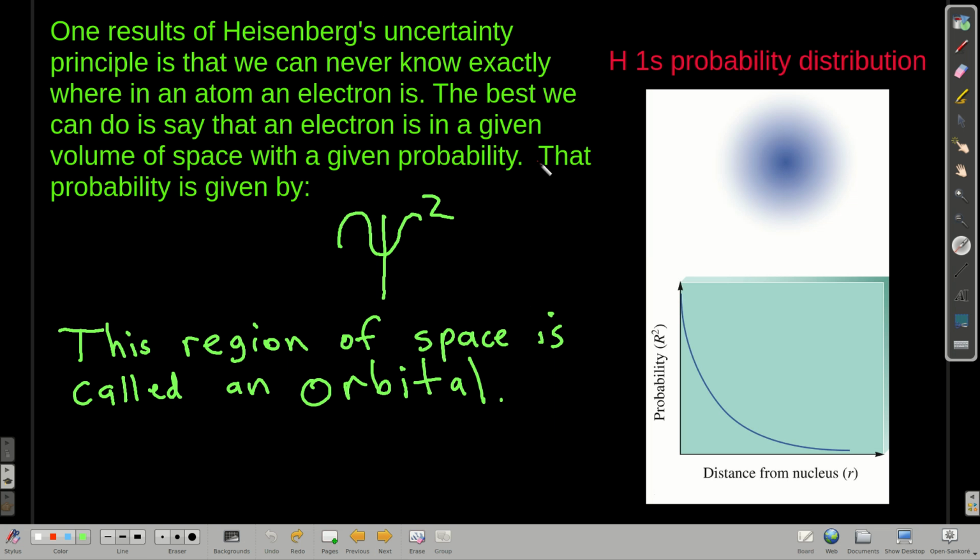All right, so it ends up, okay, for an electron in an atom, we can never know really where exactly it is in that atom. The best we're going to do is say that we know that with a given probability, that electron is in this given region of space in the atom. That is, with say a 90% probability, we know it's somewhere in this volume of space.